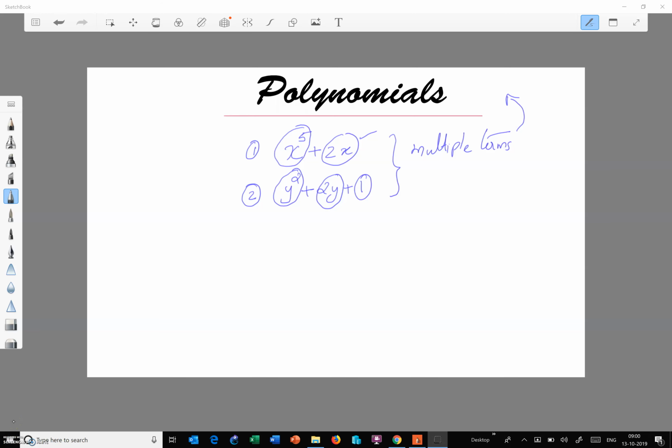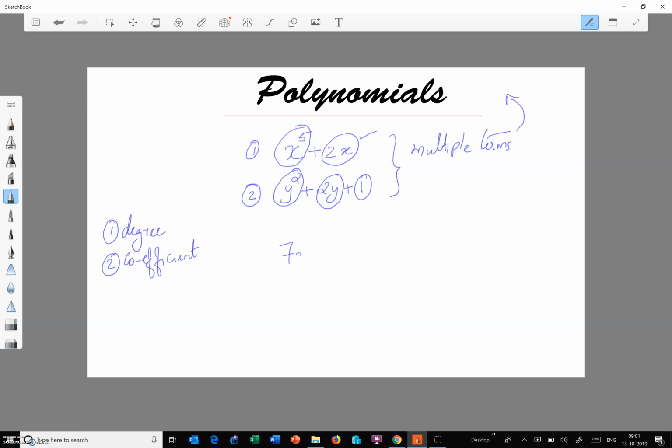So now I'll introduce you to some terminologies that are commonly used in the context of polynomials. First one, a degree, and coefficient. Now let's see what a degree is. A degree is the highest exponent in a polynomial.